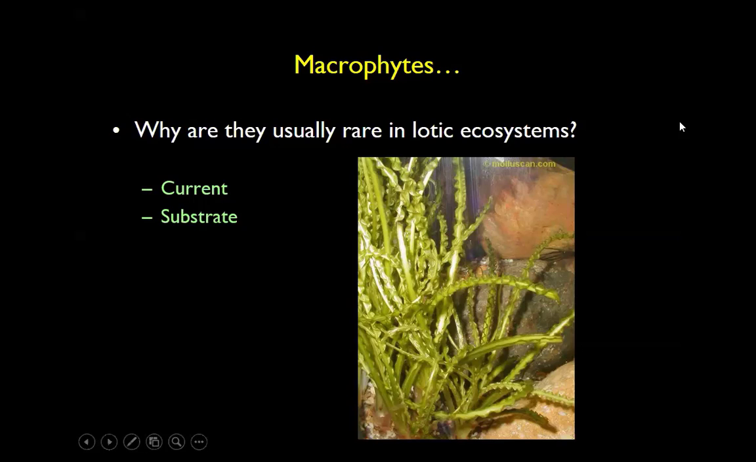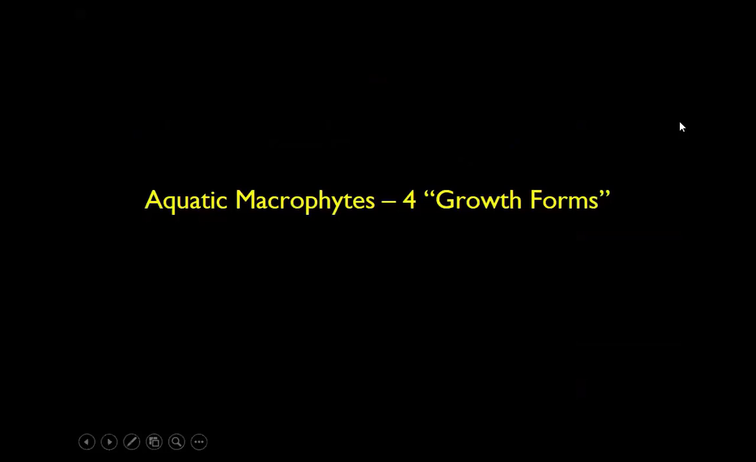But in some places, these can play a role. And as our discussion article for today will show, sometimes their roles are other than just being eaten. There are four growth forms of aquatic macrophytes, for those plant folks in the room. Aquatic plants are amazing and super cool, but they're usually not super important in streams, just because it's a hard place to live.